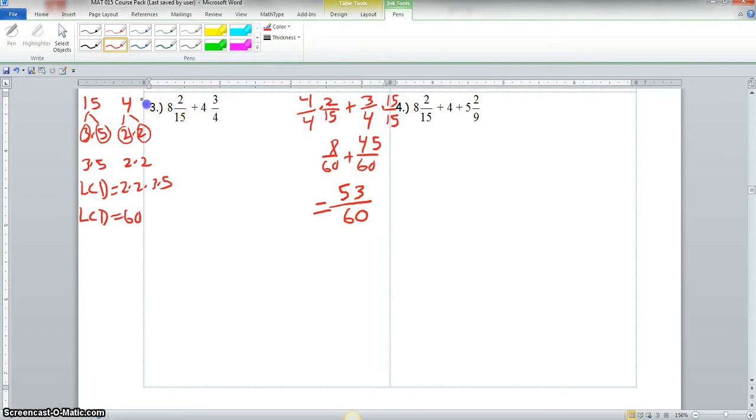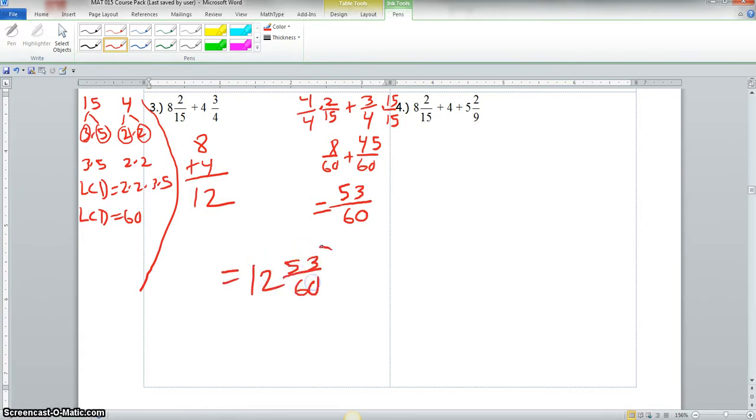Now over here, we're going to take these whole numbers here, which is 8 and 4. So we have 8 plus 4, which is 12. So now 12 is our whole number, and our fraction will be 53 over 60. And this is our final answer.